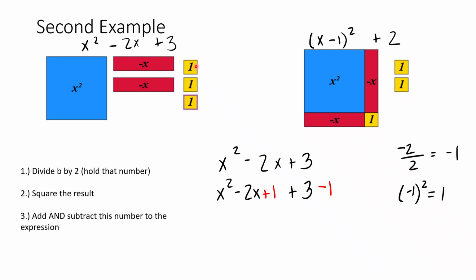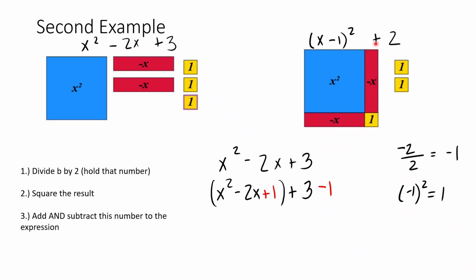Now, if I lost you on that, you need to go back and rewatch that video, okay? Because we did it out with the algebra tiles. This piece right here is my completed square. Let's take a look at it. It's x squared minus 2x plus 1.